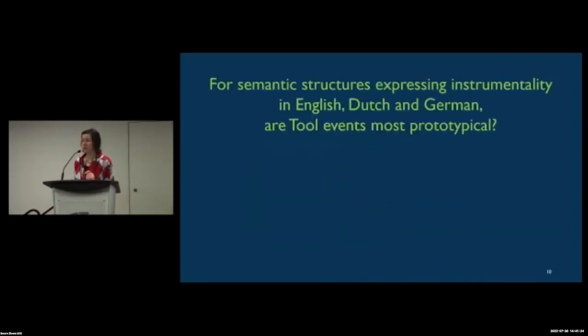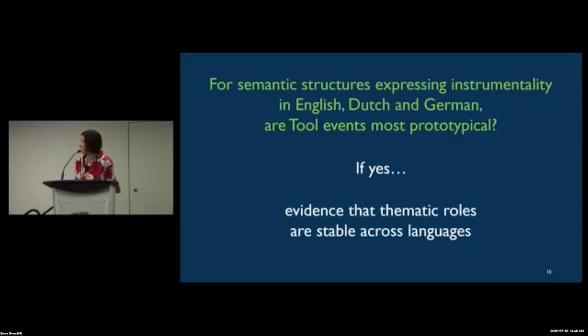So my question today is: for semantic structures expressing instrumentality in English, Dutch, and German, are tool events most prototypical? If they are, this is evidence that thematic roles are stable across languages. English, Dutch, and German are both linguistically similar and relatively culturally similar relative to the broad scope of human culture. To the extent that we find different patterns and different prototypes for these three very similar languages, that gives us evidence right out of the gate that maybe there's a ton of variability here and that maybe there isn't an instrumental prototype.